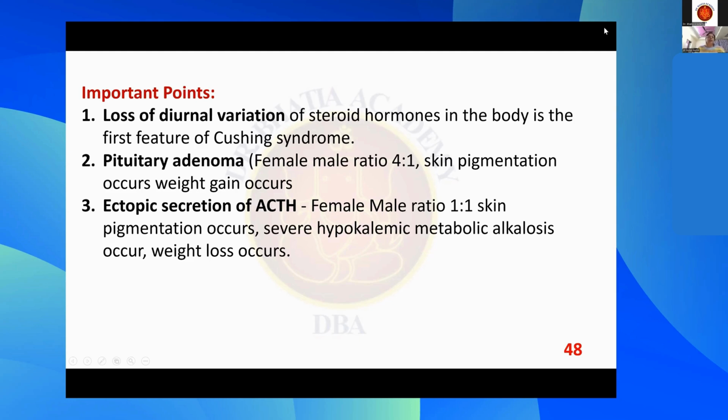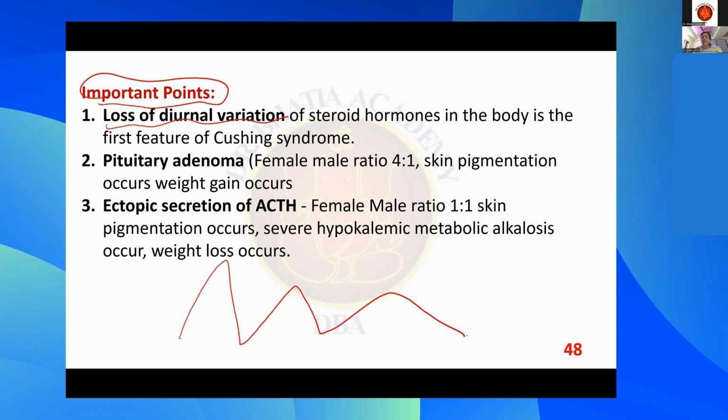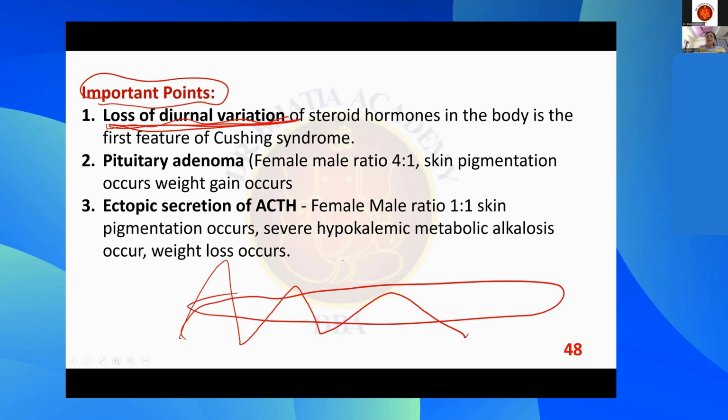So let's learn some important points about cortisol production. If there is a loss of diurnal variation, we just read that there is a diurnal variation: an early peak, then a 12 noon peak, and an evening peak. If this diurnal variation is lost and the cortisol levels are the same all throughout the day, that is the first symptom or sign of steroid hormone excess in the body. That is the first feature of Cushing's syndrome. Because any mass which is producing cortisol will not respect your rhythm. It will just keep on producing the hormone.